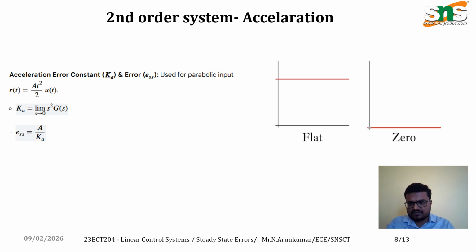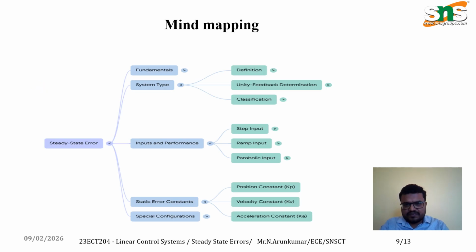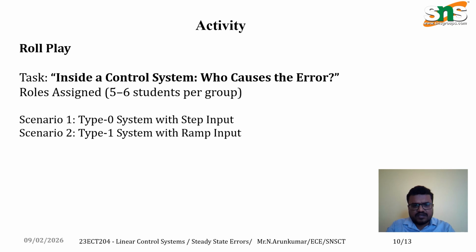Mind mapping. So we need to know about the constants, error constants, input and performance. From this mind mapping technique, the activity is given as: inside a control system, who causes the errors? Roles are assigned for 5 to 6 students per group. The scenario is a type 0 system with step input. Scenario 2 is a type 1 system with ramp input signals, so that we can calculate the role play conditions, and they make their own preparation in the classroom itself.